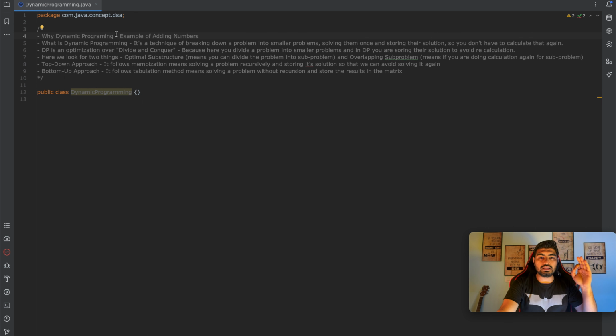That is the same mindset or technique, you can say, we are using for dynamic programming as well. When you calculated a particular solution once, you don't want to calculate it again, right? Now that's what is called dynamic programming. What is dynamic programming? It is a technique of breaking down a problem into smaller problems, solving them once and storing their solution so you don't have to calculate that again. That's the same thing that is written here.